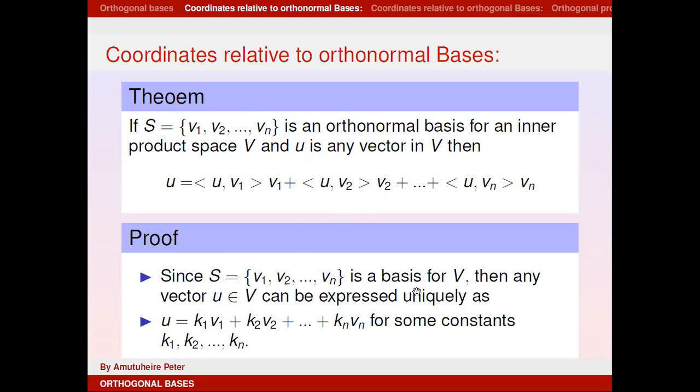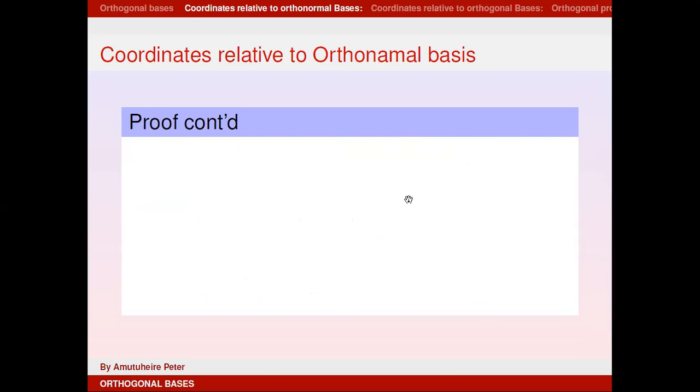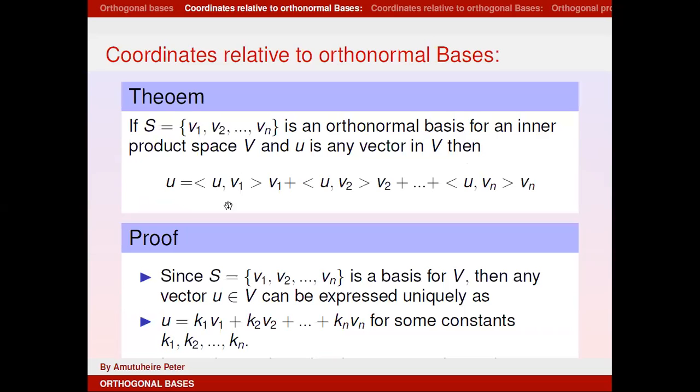So we want to prove this theorem. Since this is a basis for V, any vector U in V can be uniquely expressed as a linear combination of these basis elements. So that's what we know. And then it remains to show that the constant K1 is the inner product of U and V1, K2 is the inner product of U and V2, and so on up to Kn being the inner product of U and Vn.